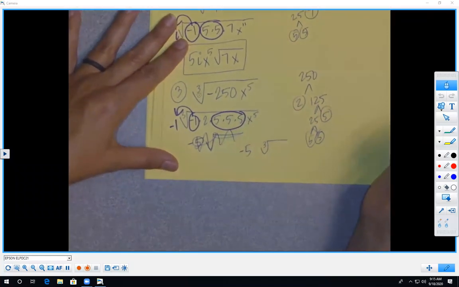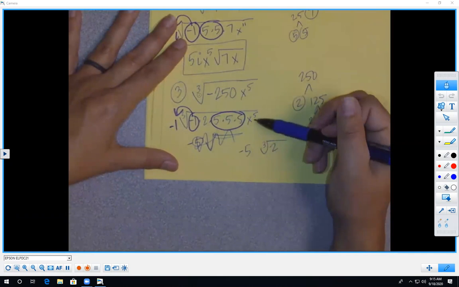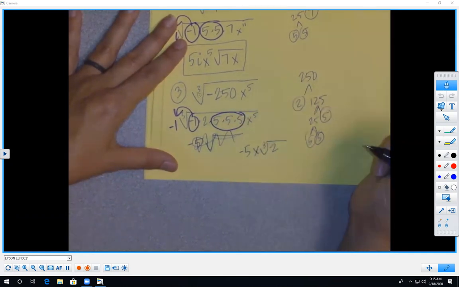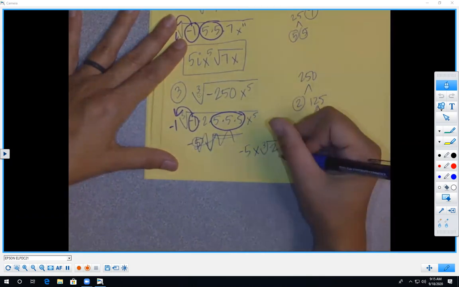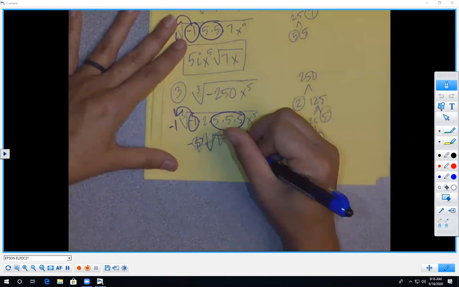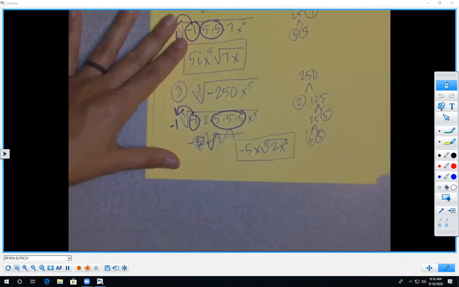Cube root of what number's left on the inside? 2. If I have 5 x's, how many groups of 3 can I take out? 1. And how many are left over? 2 x's. So x squared is going to be on the inside. And that's my answer. Questions about that? Okay, so that's what we spent our whole week on basically at this point.